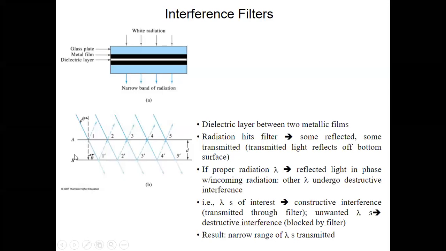Suppose this AB range is the dielectric layer, and when the light enters the dielectric layer, some will reflect and some will transmit. Then it comes to the other interface, the bottom interface. Again, some will reflect and some will transmit.